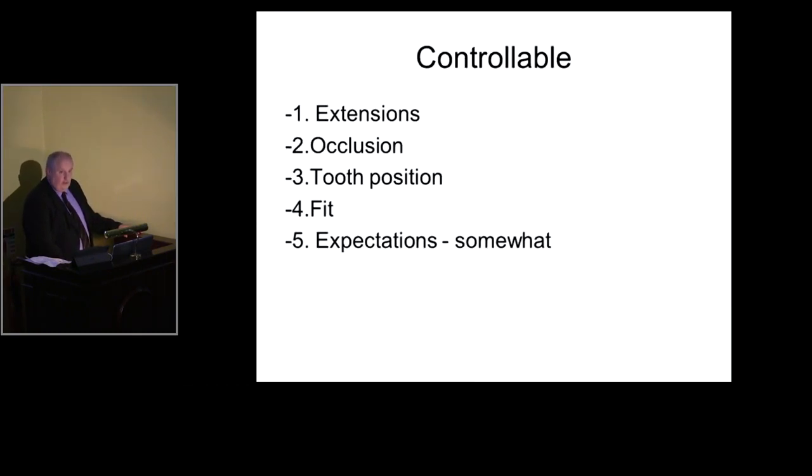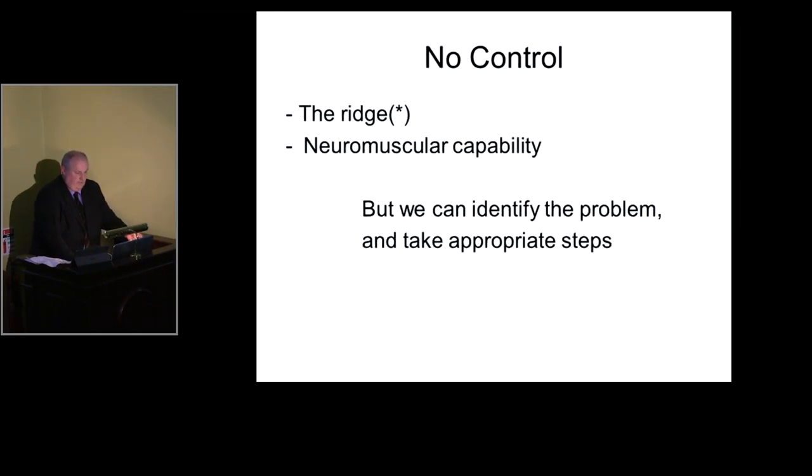So what are the controllable things in terms of stability? Well, we know we can control extensions by good impressions. We don't want overextension. We don't want underextension. We can control occlusion by equilibration and careful jaw relations. Tooth position, where we put the teeth. If they're in the wrong place, the muscles will lift them up. And we can control fit. Fit is important in terms of close adaptation, retention, etc.